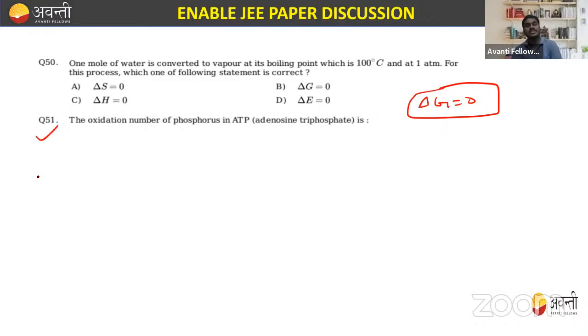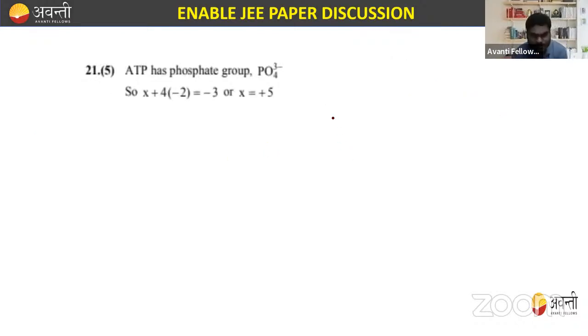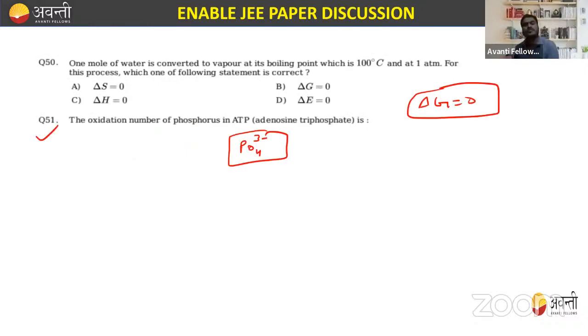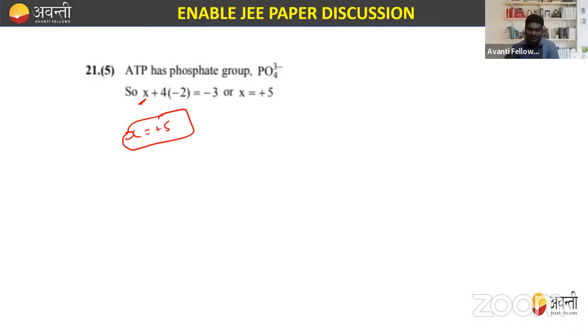Now, the oxidation number of phosphorus in ATP. ATP contains phosphate ion, PO4 thrice negative. So how will you calculate this? We have to calculate the oxidation state of X in PO4. So X plus 4 into minus 2 is equal to minus 3. So we can say that X comes out to be plus 5. So ATP has a phosphate group. The question asks for the oxidation number of phosphorus in ATP, that is adenosine triphosphate. It comes out to be 5, right?